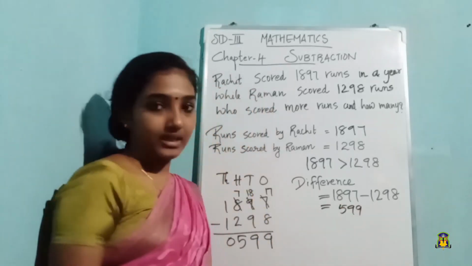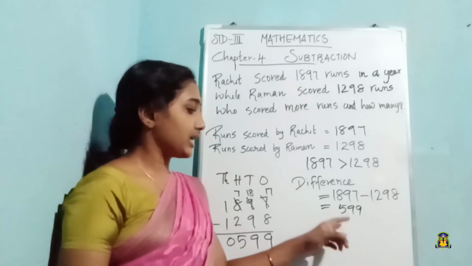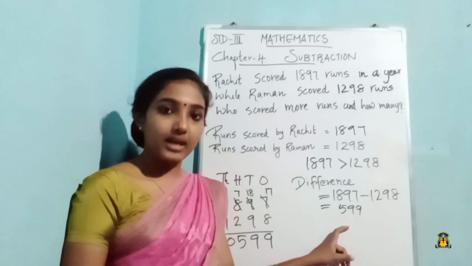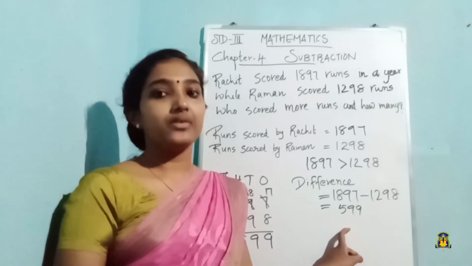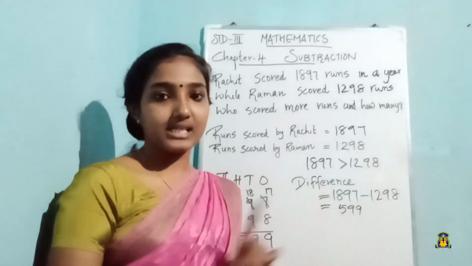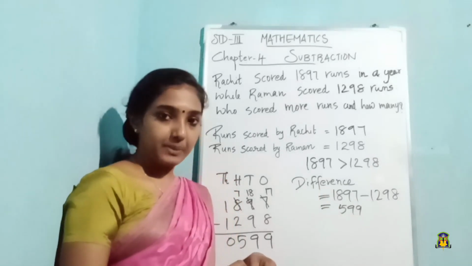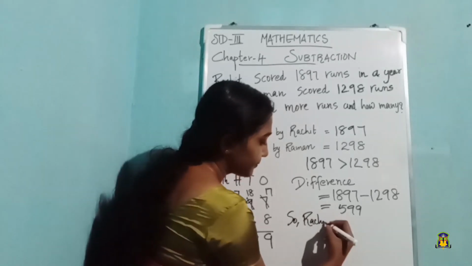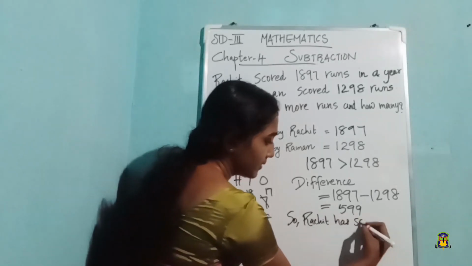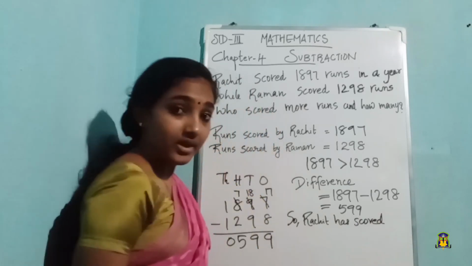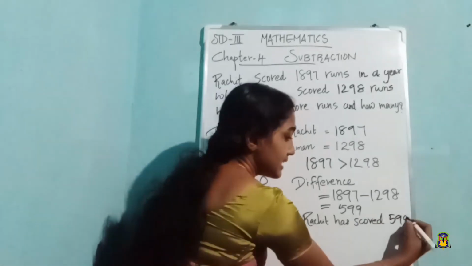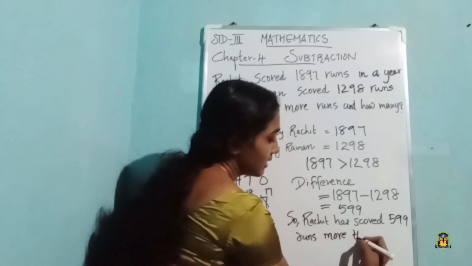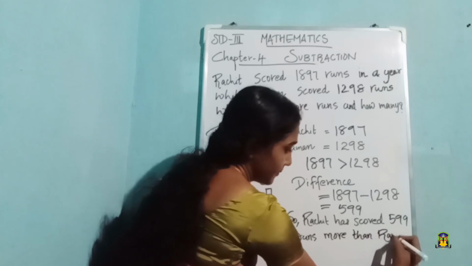So what we can say from this? We can say that Rajat has scored more runs than Raman. And how many runs Rajat has scored more? Rajat has scored 599 runs more than Raman. Okay, so we can write that. So Rajat has scored 599 runs more than Raman.